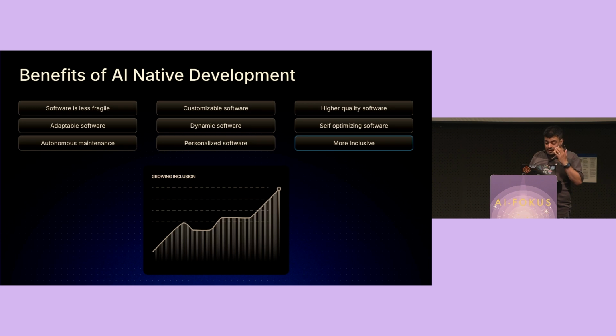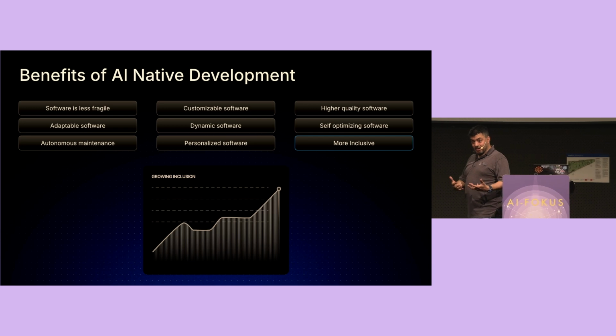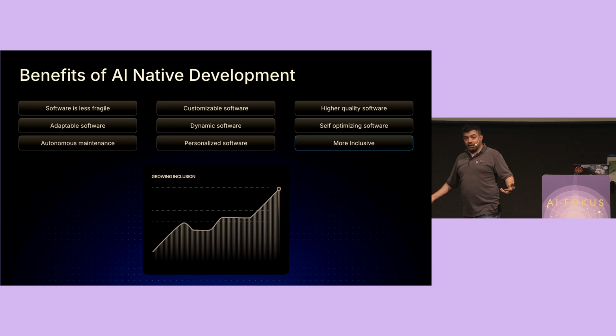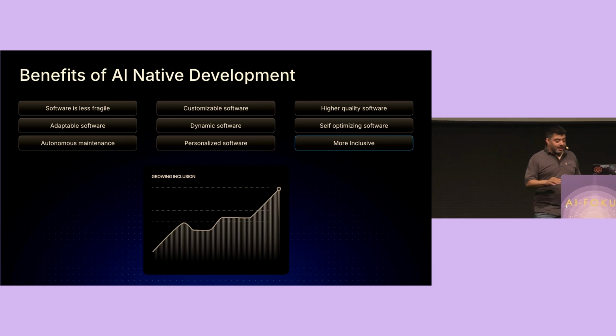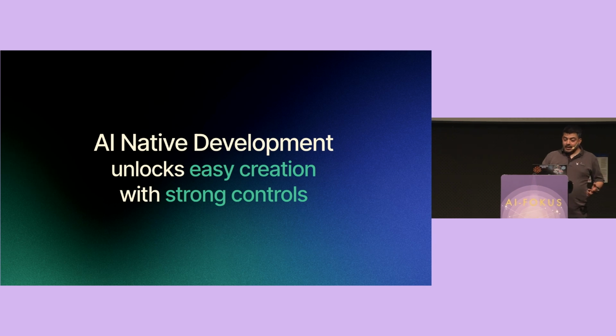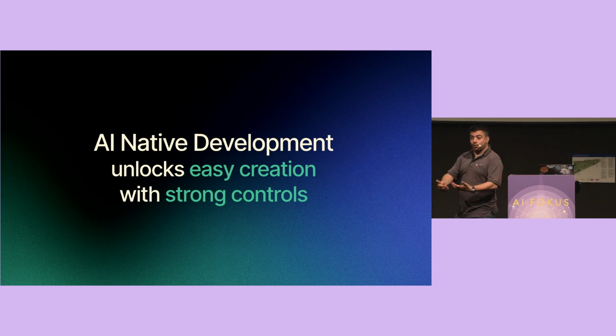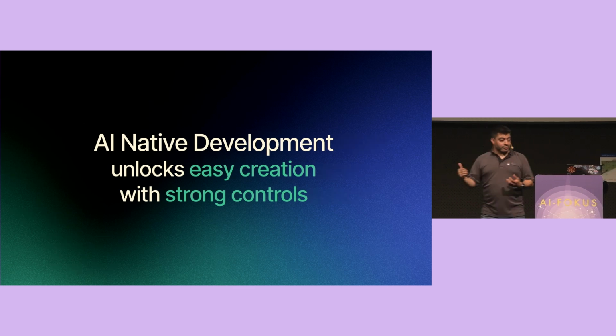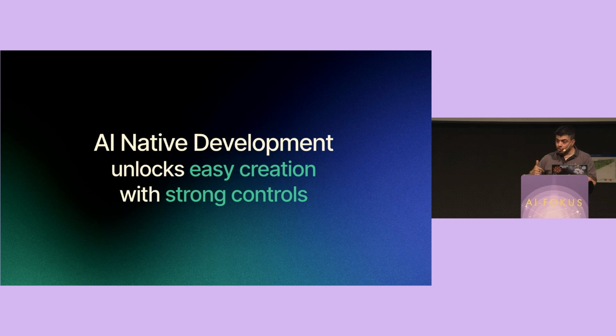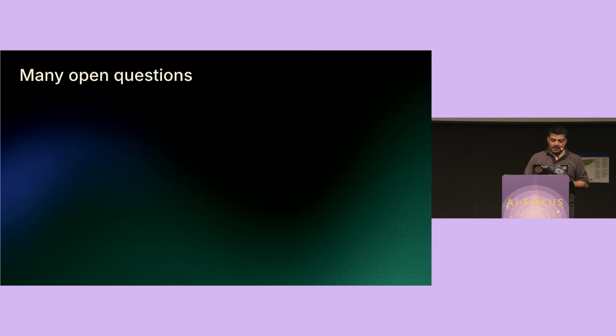This also means the inclusion of what a developer looks like, or what a software development team will look like, will massively change, and we'll talk about that in a little bit. But AI native development, essentially, the creation should be easier, because we should be able to describe what we want and not worry about the how. But the importance is the controls. We need the strong controls to allow us to actually be able to create easier.